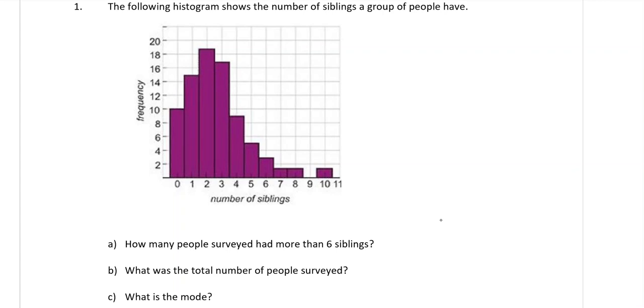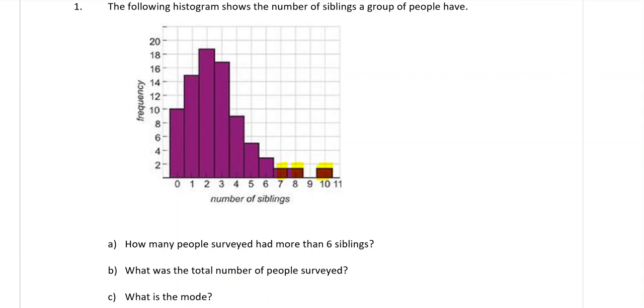Yeah. So more than 6 does not include 6. It means they have to have 7, 8 or more. So we're talking about this one, and this one. Those people there that I've highlighted, they would be people that have more than 6 siblings.